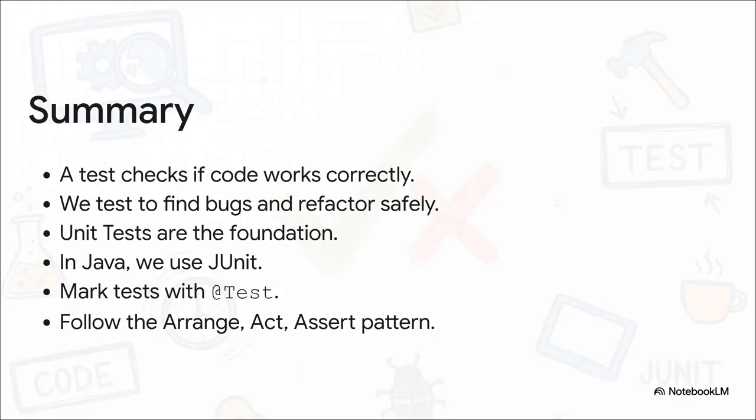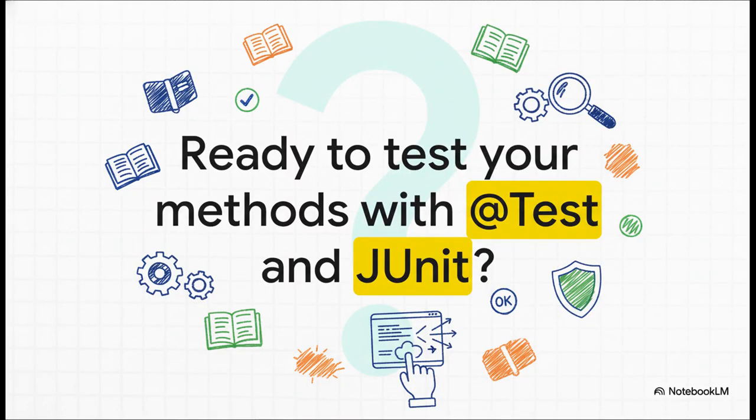So let's pull it all together one last time. At its heart, a test is just proof that our code works. We do it to catch bugs early and, just as important, to feel safe when we change things. The rock-solid foundation for all of this is the unit test. For us Java developers, our tool is JUnit. We flag our tests using @Test, and we build them with that simple, powerful pattern: arrange, act, assert. Look, this isn't just some academic exercise.